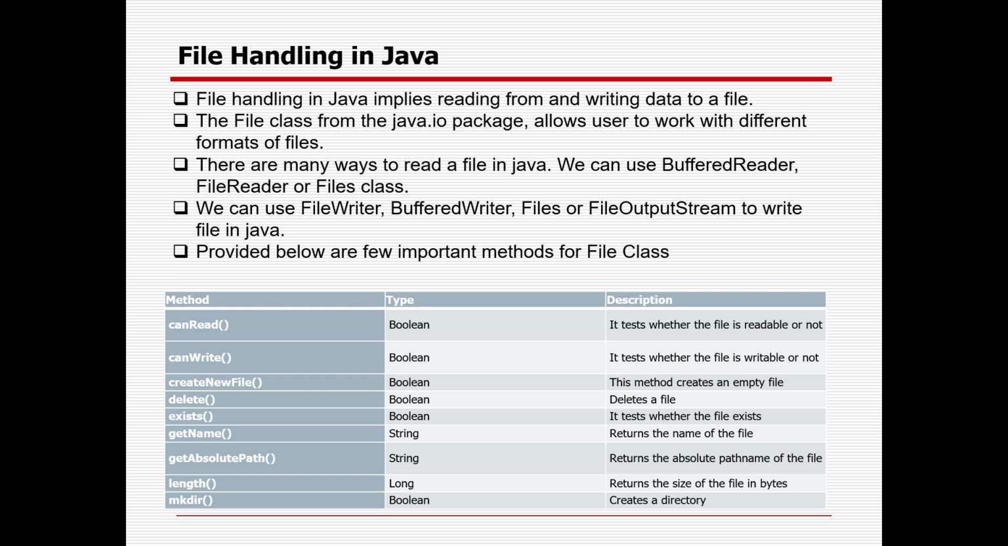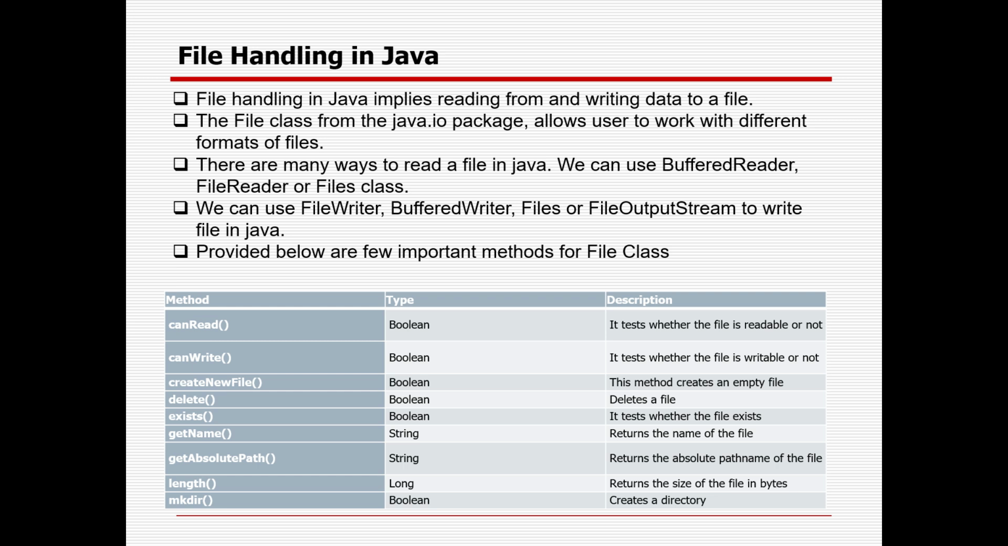A user can use BufferedReader, the File class, etc. Similarly, if you use FileWriter, BufferedWriter, Files or FileOutputStream, you can write data into the file. There are a few important methods available in the File class in Java. canRead, whose return type is boolean, will test whether the file is readable or not. Similarly, canWrite checks whether the file is writable or not. You can create a new file with the createNewFile method. You can delete the file or folder with the delete method.